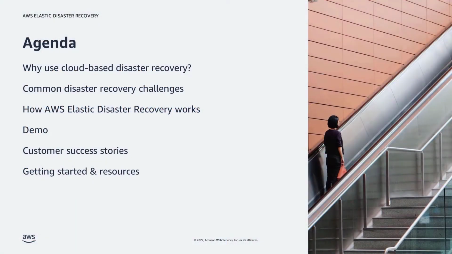Some housekeeping things to go over is the agenda. I'll be talking to you about why we use cloud-based disaster recovery, some common disaster recovery challenges that I see, and how Elastic Disaster Recovery works in AWS. Later on, I'll be showing you a demo of how it works, and then some customer success stories, and then some resources that you can take away with.